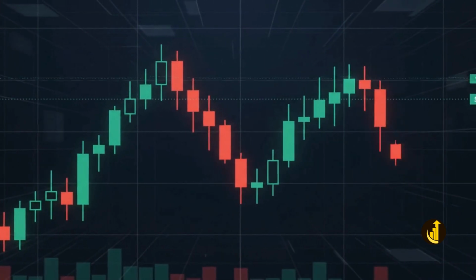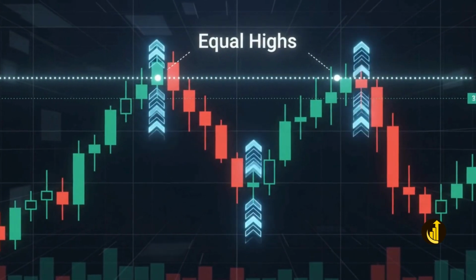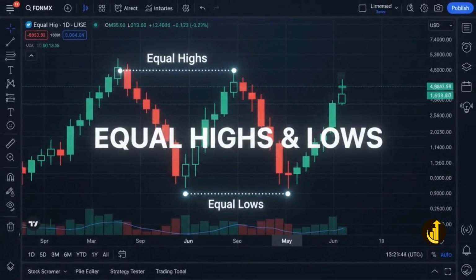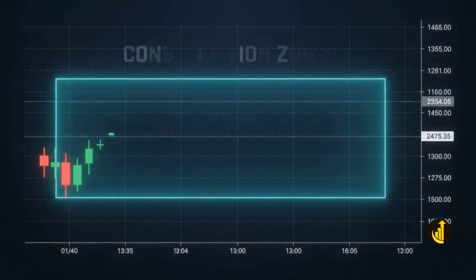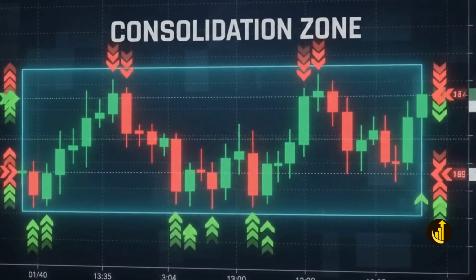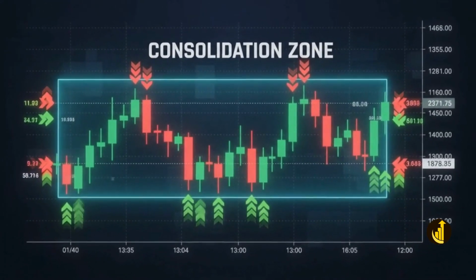One clear example is equal highs and equal lows. When price touches the same level multiple times without breaking through, traders assume that level will hold, and they stack their stop losses and pending orders right around it. Another common example is consolidation. When the market ranges sideways for a while, orders build up on both the top and bottom of that range.